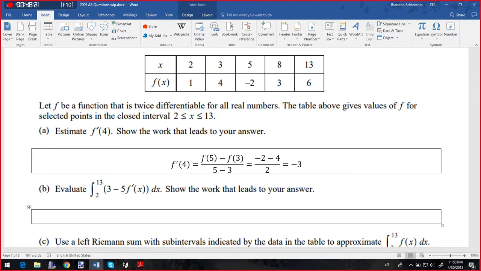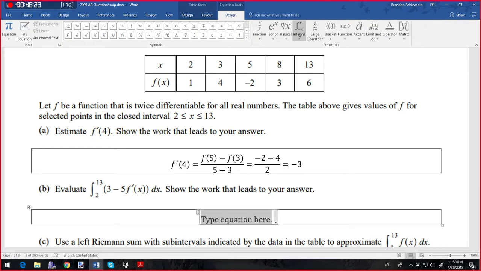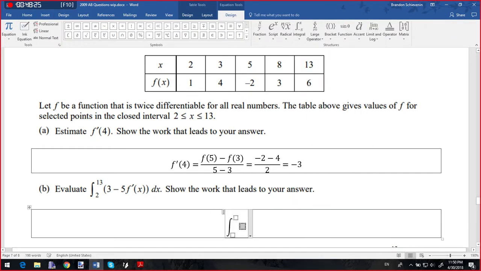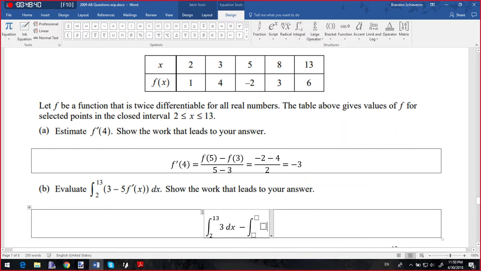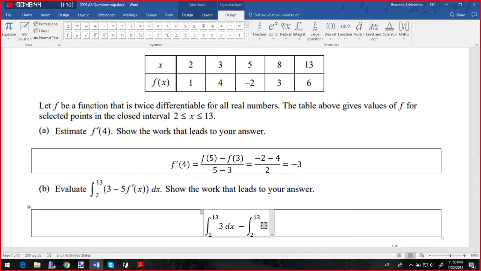Okay, so if I do this really quick, I've got the integral from 2 to 13 of 3. And I'm actually going to split this integral up into a separate one, so I think it'll be easier to solve this way, possibly. So if I split this up, this is minus the integral from 2 to 13 of 5 times f prime.